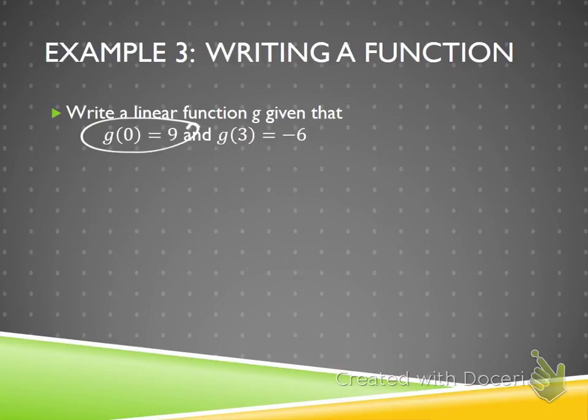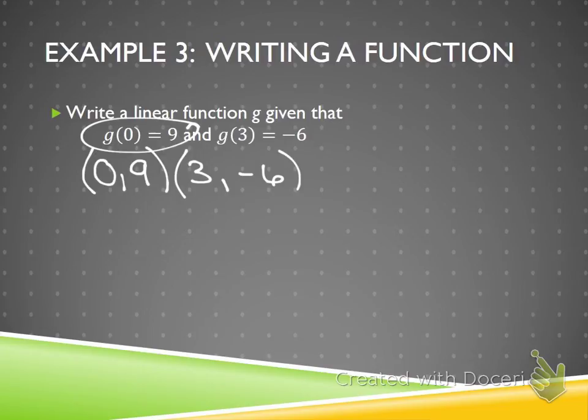So g of 0 equals 9. I'm going to write 0, 9. See that? I just pull the values out of the function notation to make my ordered pair. Anybody want to take a stab at this one? G of 3 equals -6. What's going to be my ordered pair, Josiah? 3 and -6.